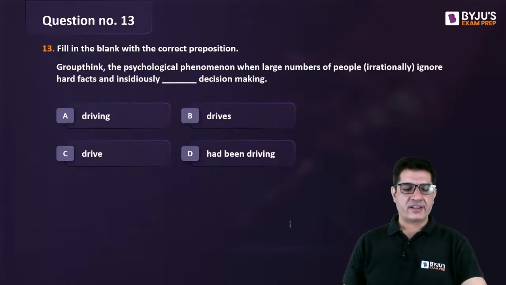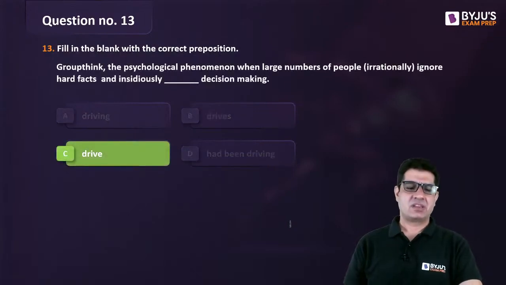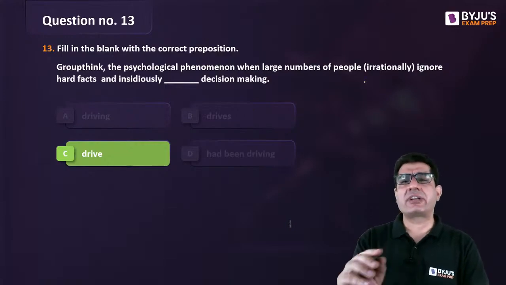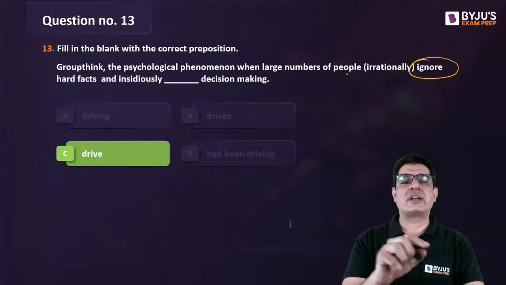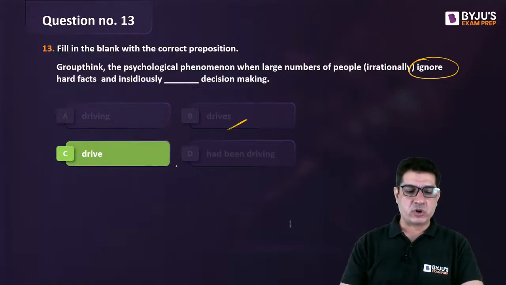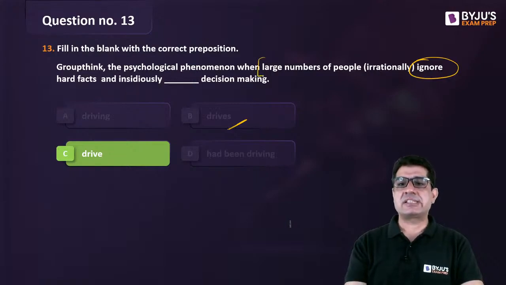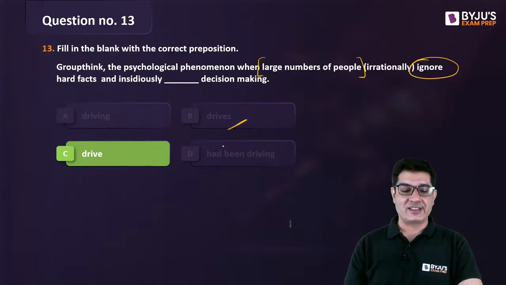Absolutely correct, guys. The answer is indeed option C. Driving, so you could have looked at it from the perspective of parallelism, because you have ignore here. You know that you want another plural verb here. So that's one way of looking at it. Drives. The problem with drives, Jonty and Shivani, is that the subject is large numbers of people and the subject is plural. Drives would have been singular.